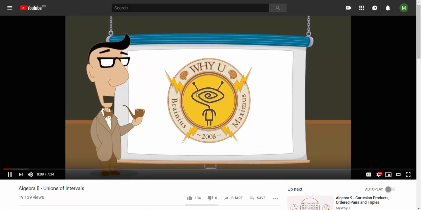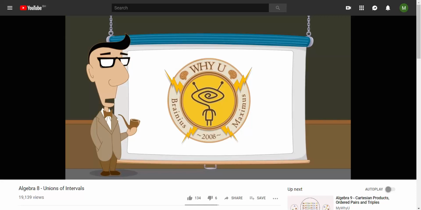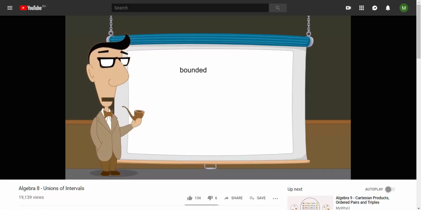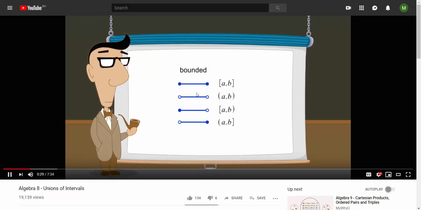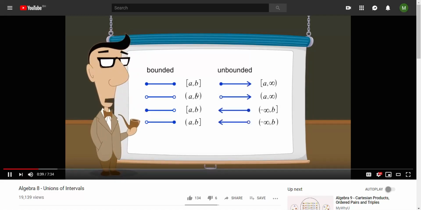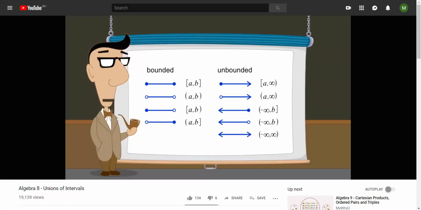Hello! In the previous lectures, we described bounded and unbounded intervals. Bounded intervals are limited by their endpoints to a finite length on the number line. Bounded intervals can be closed, open, or half-open. Unbounded intervals can be left or right closed or open intervals. However, not all intervals are proper.